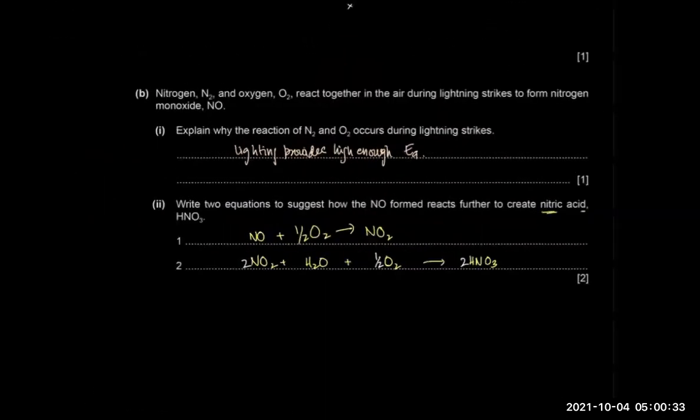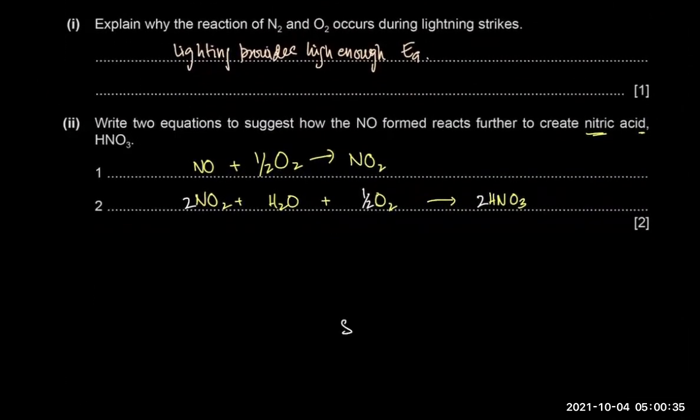Yes, the sulfur one is a straightforward equation. Sulfur trioxide just reacts with water to form sulfuric acid. I mixed up the two. This one is straightforward, but for nitrogen we are also oxidizing it. This one is not a redox reaction. This one is not redox, this one is redox.